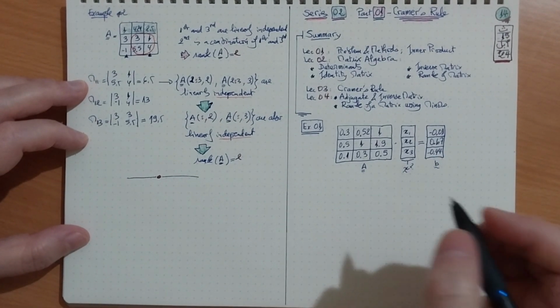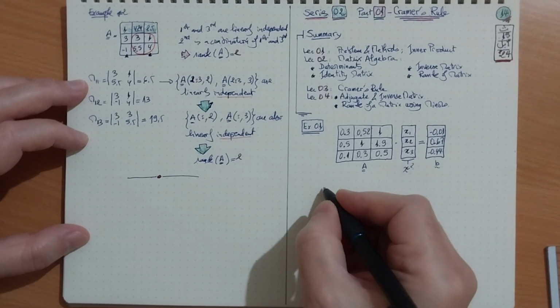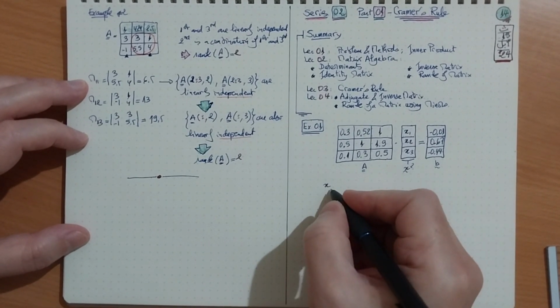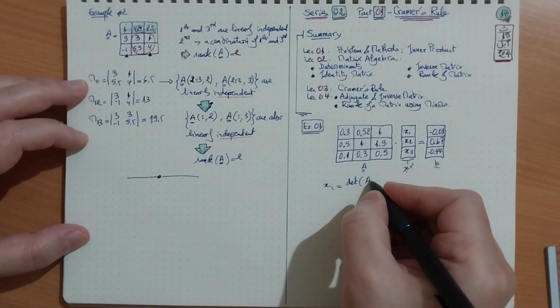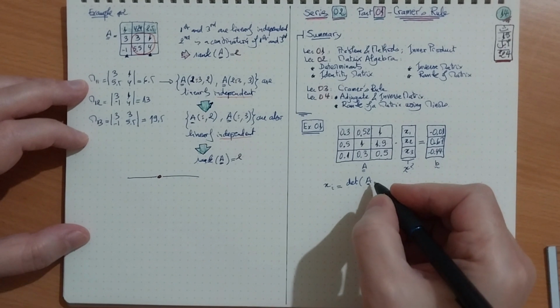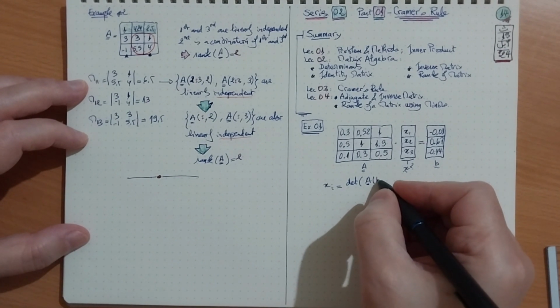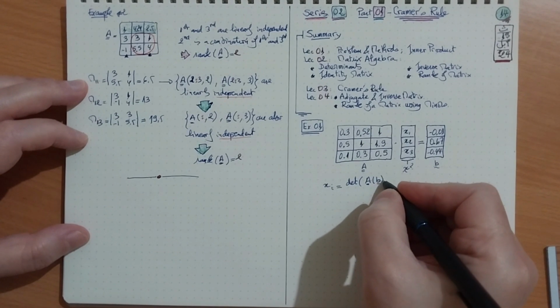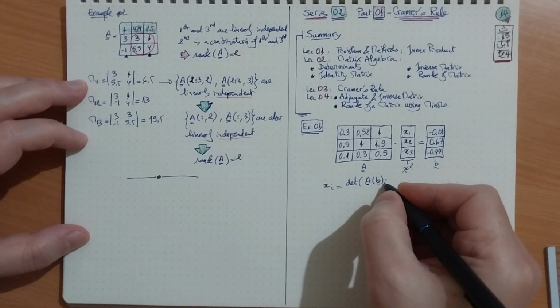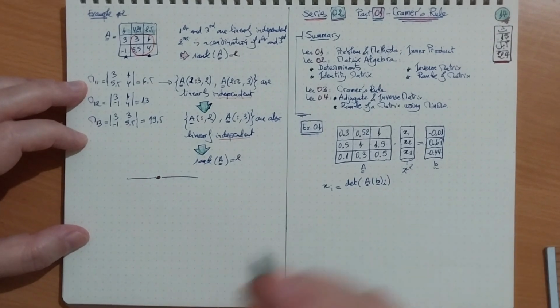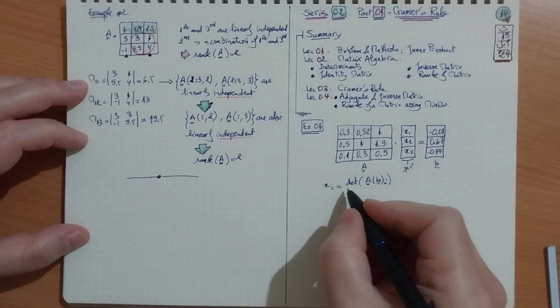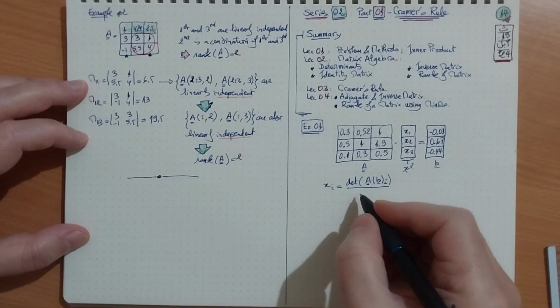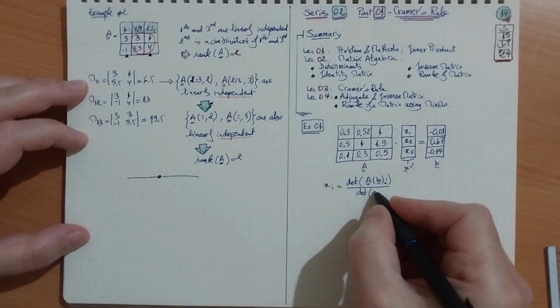And Cramer's rule, if you remember in lecture 3: the components of the solution are given by xi is the determinant of matrix A, except one column is replaced by B, and that column is the ith column. So matrix A with vector B at the ith column. Calculate its determinant, and we divide by the determinant of A.